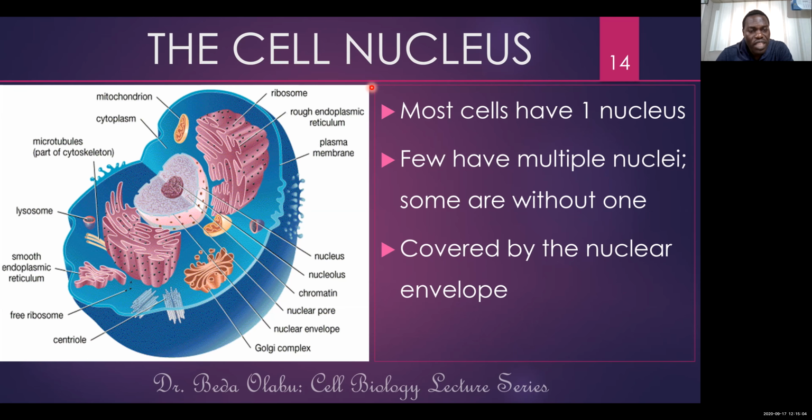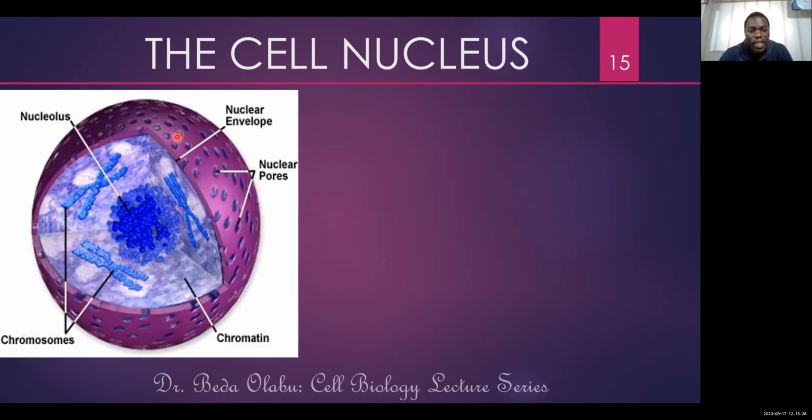The nucleus is covered by a membrane. You can call it the nuclear membrane. The other name given to the nuclear membrane is a nuclear envelope. This envelope has some holes within it. These holes are known as nuclear pores. Through these holes, substances can move into and out of the nucleus.